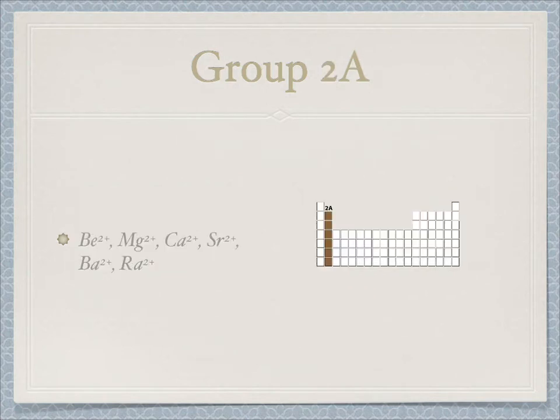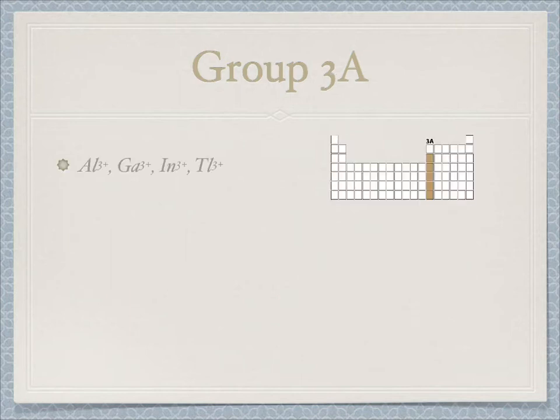Group 2A, there's your group 2A metals, and notice that all of these form a +2 or 2+ ion. They will lose 2 electrons. Group 3A, these guys tend to form 3+ ions. They like to get rid of 3 electrons.